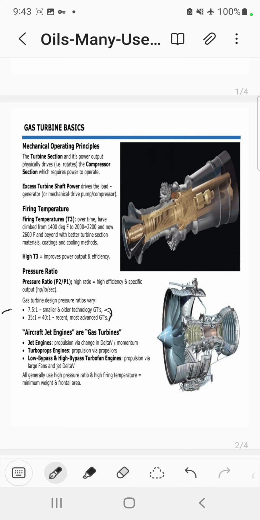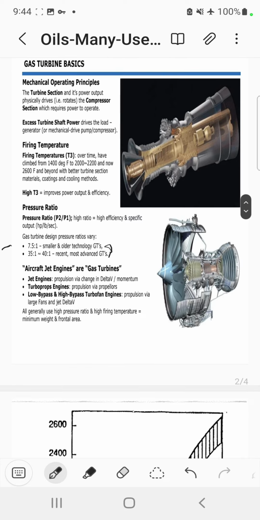And now let's go to the aircraft jet engines or gas turbines. For the engines on the aircraft, we have three types. We have jet engines, which provide propulsion via change in delta V momentum. The second one is turboprop engines, propulsion via propellers. And the third one, low bypass and high bypass turbofan engines, propulsion via large fans and jet delta V. All generally use high pressure ratio and high firing temperature, equal to minimum weight and frontal area. So they all have the same principles, no matter if you are a jet engine, turboprop, or low bypass.